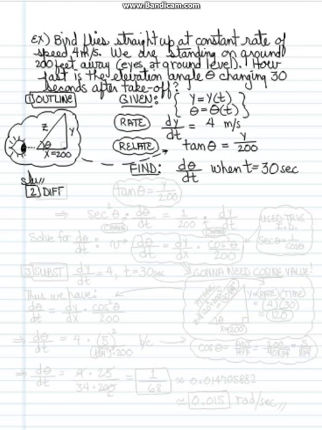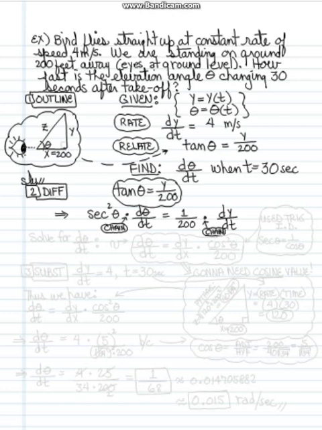Step 2. Differentiate. Here's our solution. Take the related equation tan theta equals y over 200 and take the derivative of that with respect to t. On the left, we use secant squared theta and then hit it with the chain rule, d theta/dt. That is equal to 1 over 200, that's a constant, times dy/dt. Of course that's a chain rule because the derivative of y was just 1, then we hit it with dy/dt because y is a function of t.